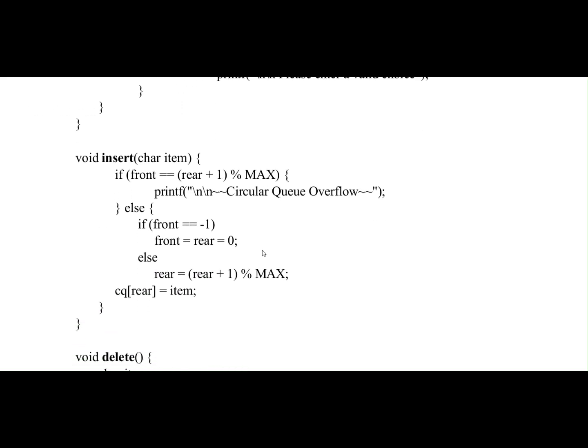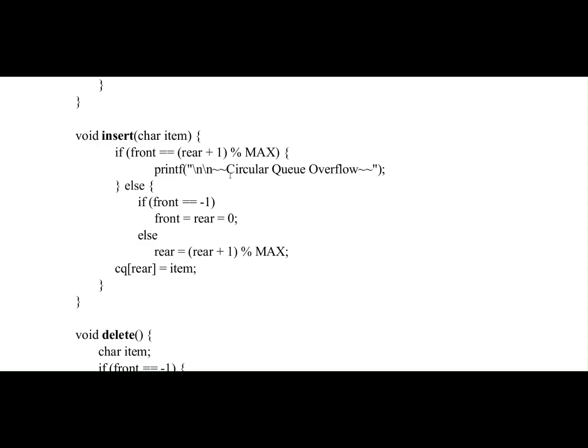In insert, first we are checking whether the queue is full. The condition to check that is front equals (rear plus 1) modulo max. If the condition is true, then it will display circular queue overflow. Else, we are checking whether it is the first element that we are inserting into the queue. The condition to check that is front equals -1. Then we are taking front equals rear equals 0. Else, we are taking rear equals (rear plus 1) modulo max, and then we are inserting CQ of rear equals item.